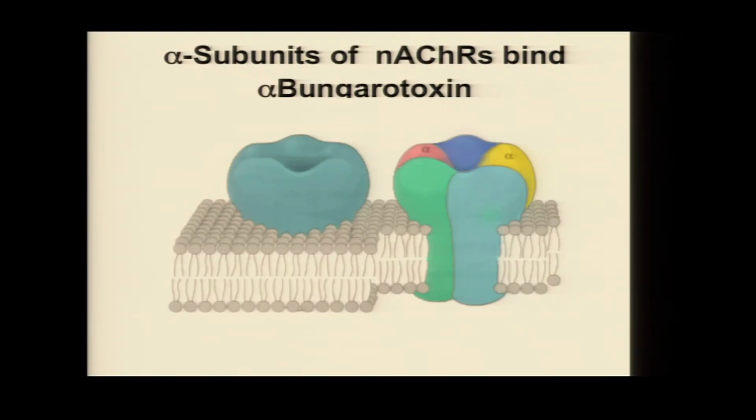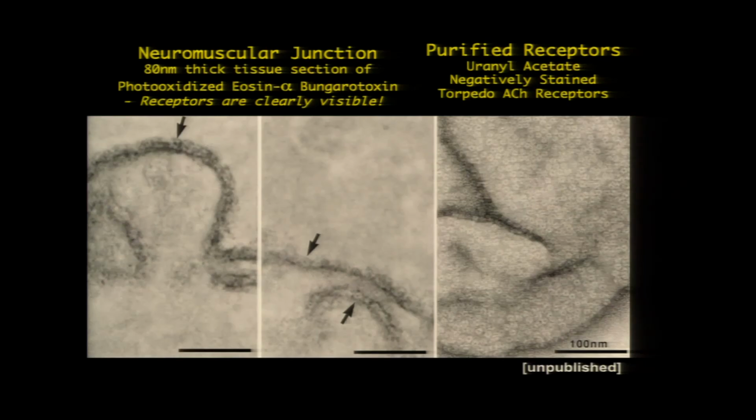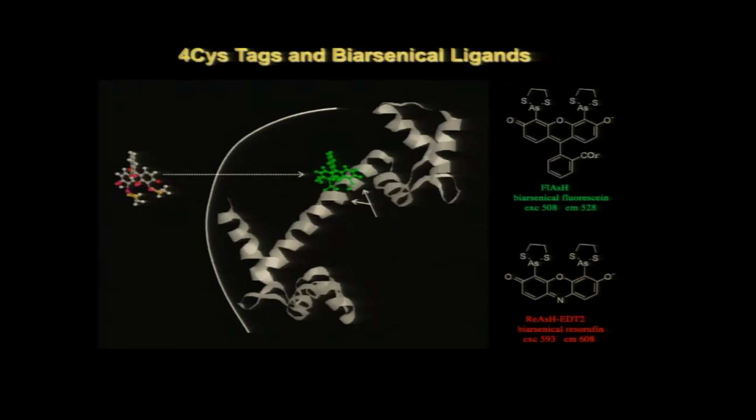We tested this with the acetylcholine receptor, with bungarotoxin and eosin as the singlet oxygen generator. Never published this. This is just a proof of principle for us. So this is purified acetylcholine receptor from torpedo. You can see the pore down the middle. Here it is in a tissue now. This is at a neuromuscular junction. So this proves that this technique will get us the ability to recognize and stain things at that level.